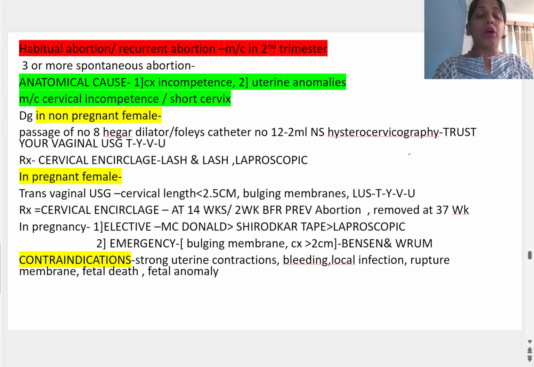Okay. Now the anatomical causes: cervical incompetence. The most common anatomical defect causing second trimester abortion is cervical incompetence. The cervix cannot hold the pregnancy, and the pregnancy comes out as an abortion. Okay, or a short cervix.